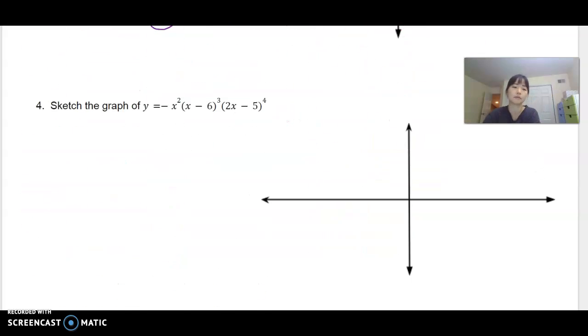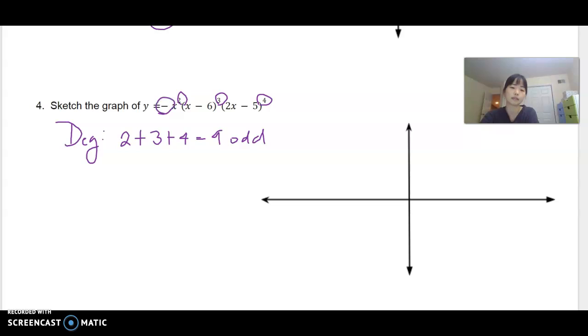Alright, let's do one more time. Let's start with degree this time. Degree, 2, 3, 4. That's 9. Odd. Negative odd means odd, odd, okay? Opposite direction. It's negative, so it's going to go down, and it's going to start up there.